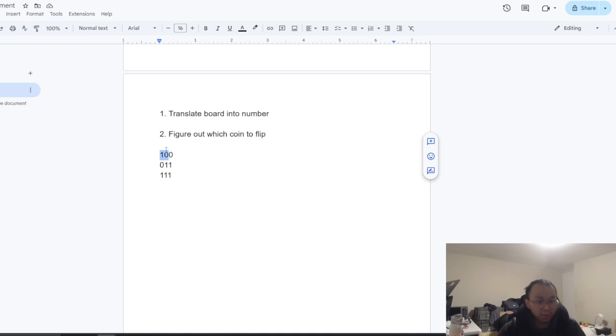So with this addition, we will only be looking at one digit at a time. So when we add 0 and 1, it equals 1. When we add 1 and 1, it equals 0. So 1 plus 1 equals 0.